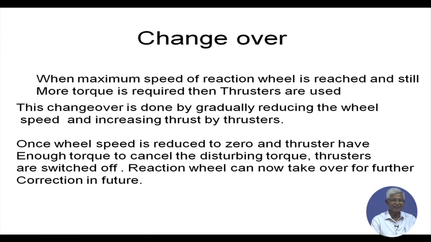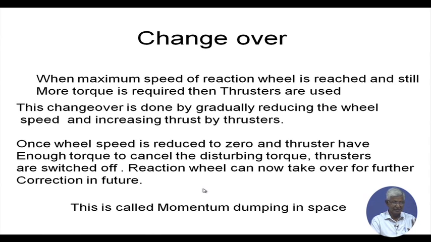The thrust is already given. So with enough torque to cancel the disturbing torque, the thrusters are switched off and the reaction wheel can now take over for further correction in future. This reaction wheel speed is set to 0 now. So this is called the momentum dumping technique in space.